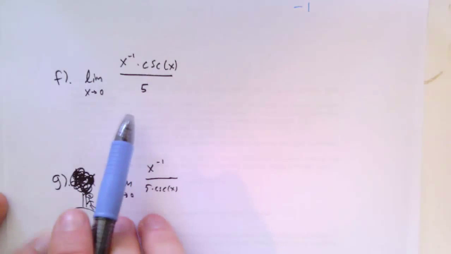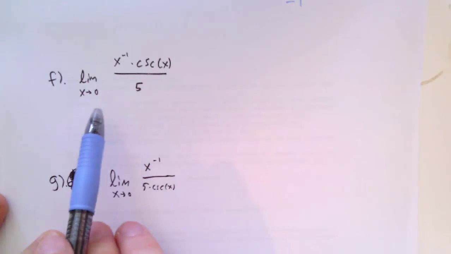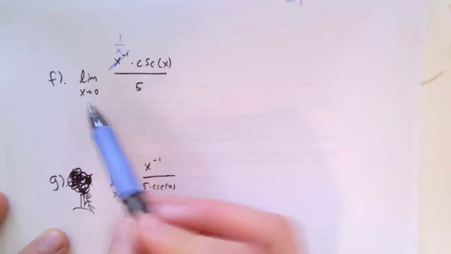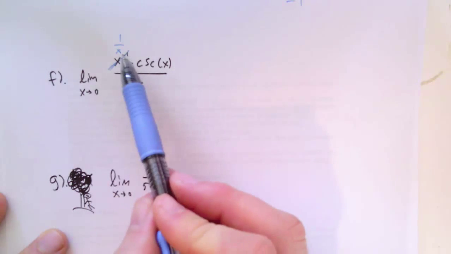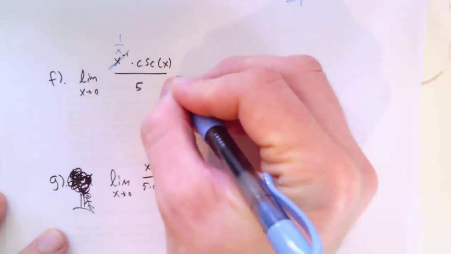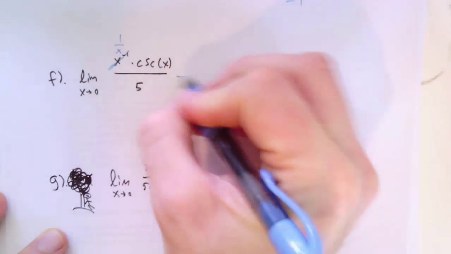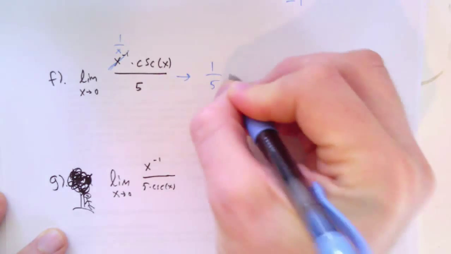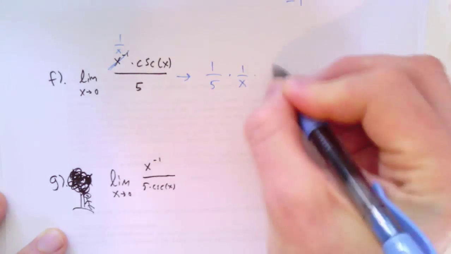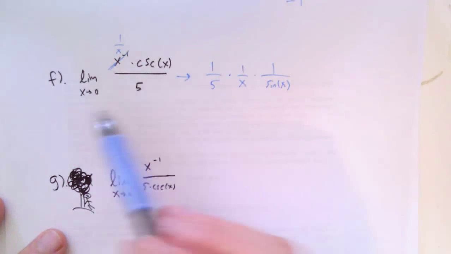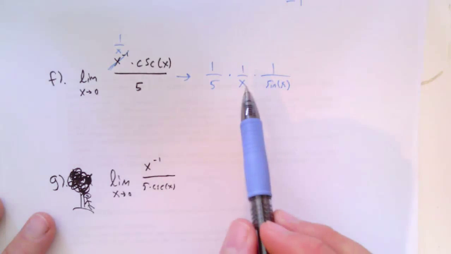All right, let's take a look at what's happening with this one. My gut feeling, well, I guess we could try and evaluate it first, but I'm seeing x to the negative 1 is the same thing as 1 over x. And so right away when I plug in 0, I'm getting an undefined value there. So let's continue to simplify it and see what we can come up with. I'm going to rewrite this as 1/5 times 1 over x times 1 over sine x. And I'm looking at what happens as limit x approaches 0.